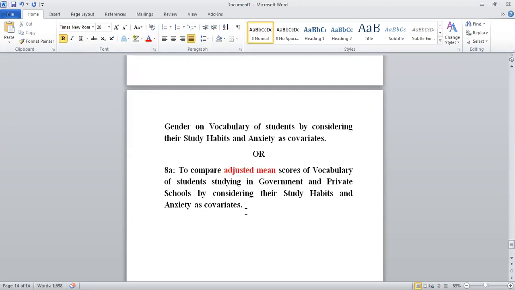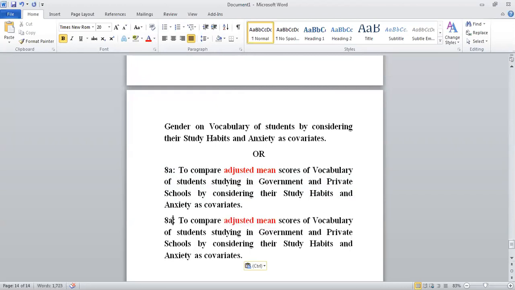And then 8B will be, so 8B will be to compare adjusted mean scores of vocabulary of students belonging to joint families and nuclear families.